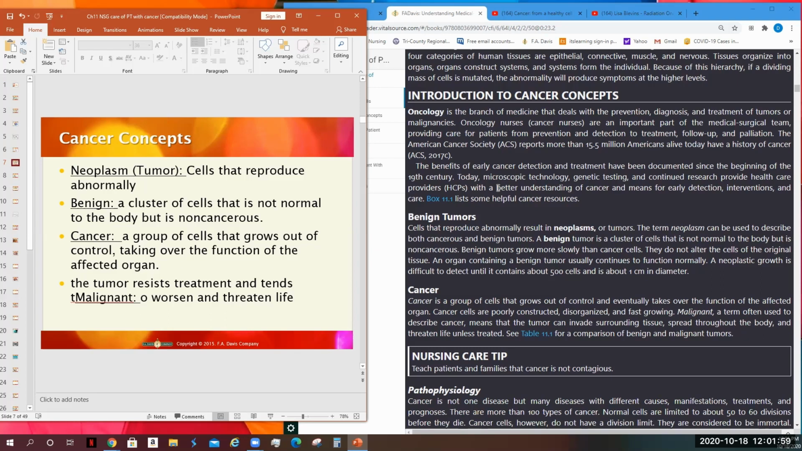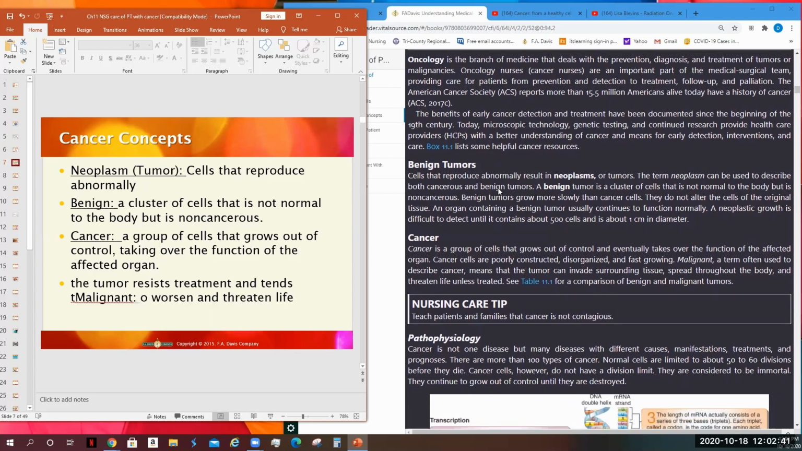The American Cancer Society, ACS, reports more than 15.5 million Americans alive today have a history of cancer. The benefits of early cancer detection and treatment have been documented since the beginning of the 19th century. Today, microscopic technology, genetic testing, and continued research provide healthcare providers with a better understanding of cancer and means for early detection, interventions, and care. Box 11.1 lists some helpful cancer resources.